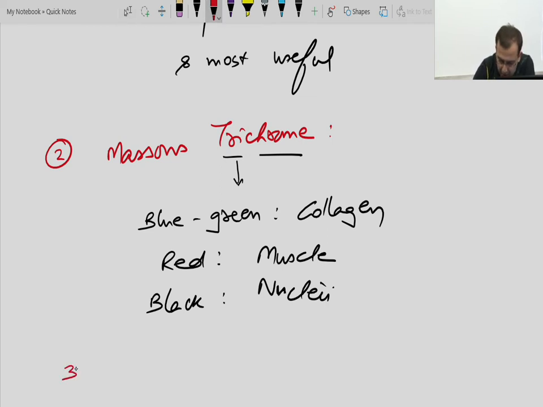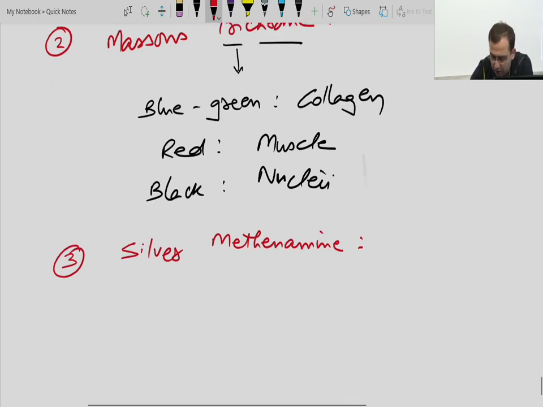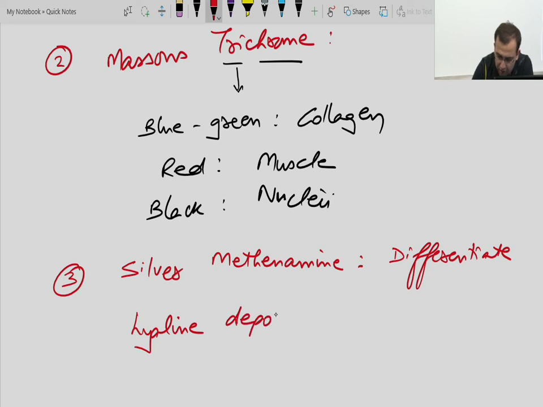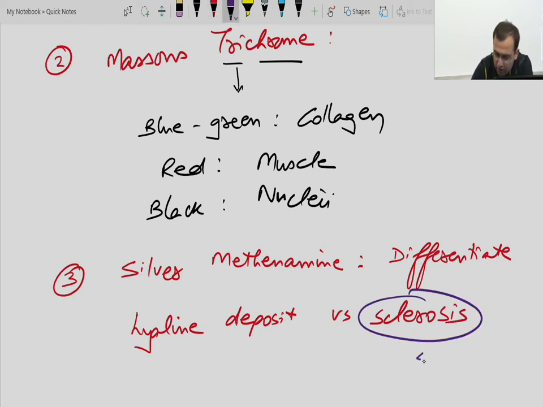And the last is SM, that is silver methenamine. It is used to differentiate hyaline deposit from sclerosis. Sclerosis is SM positive.